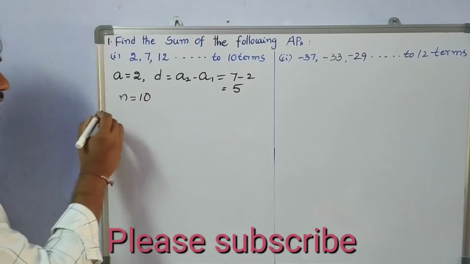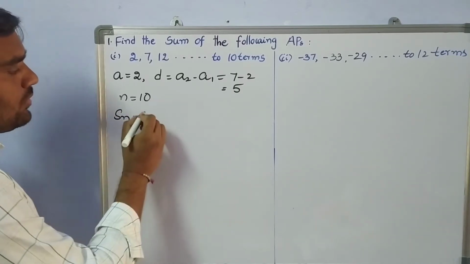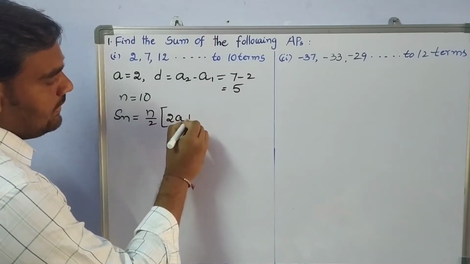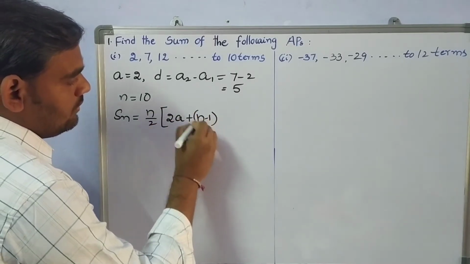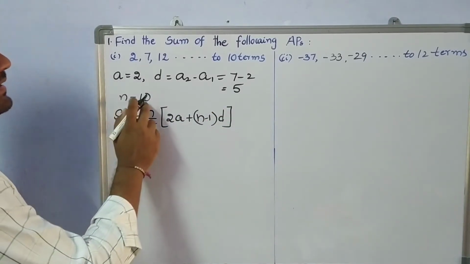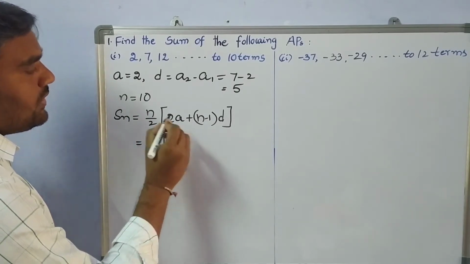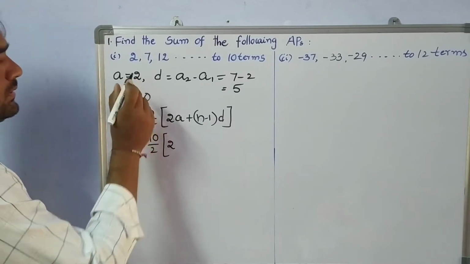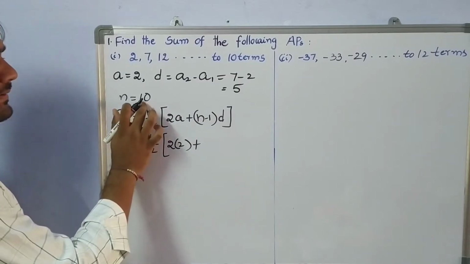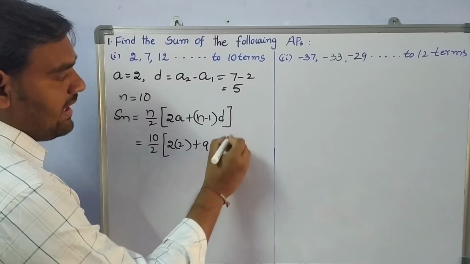10. But we all know that the sum of n terms in an arithmetic progression, Sn, is equal to n by 2 into 2a plus n minus 1 into d. Here n is nothing but 10, so 10 by 2 into 2 into a. What is the value of a here? 2. 2 into 2 plus n minus 1. n is here 10, 10 minus 1, 9. So 9 into d. d value is 5.